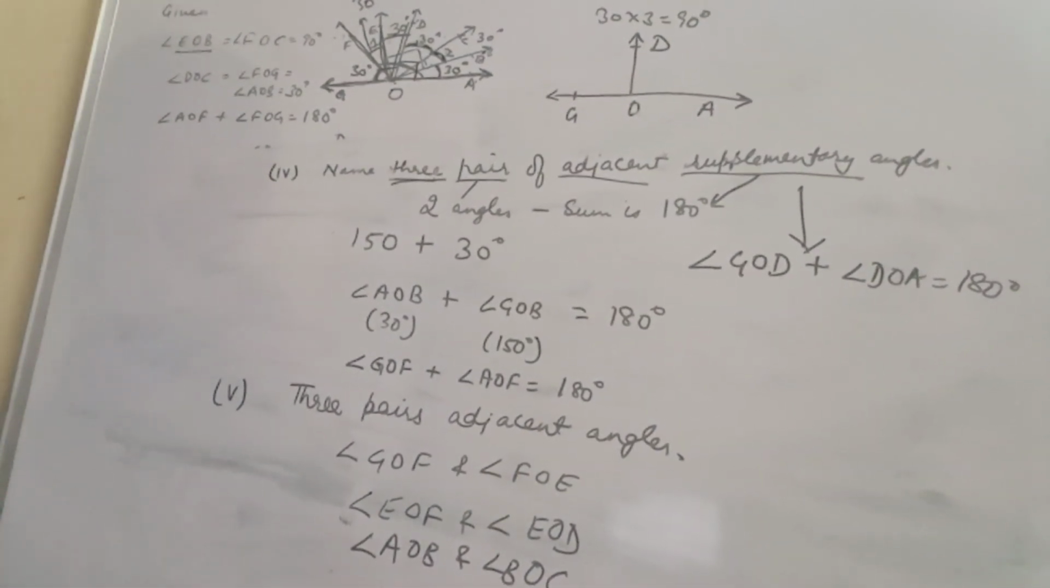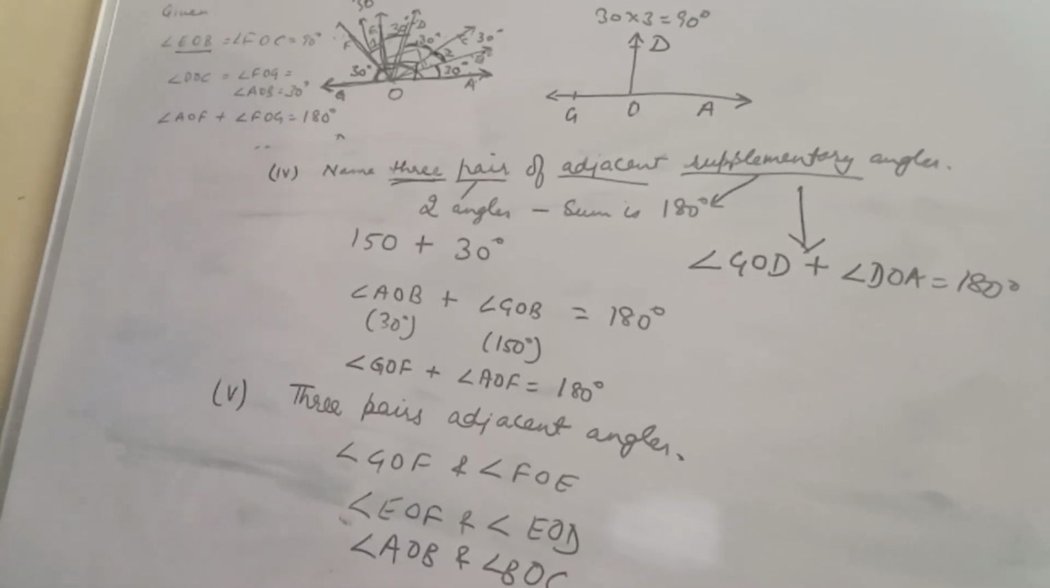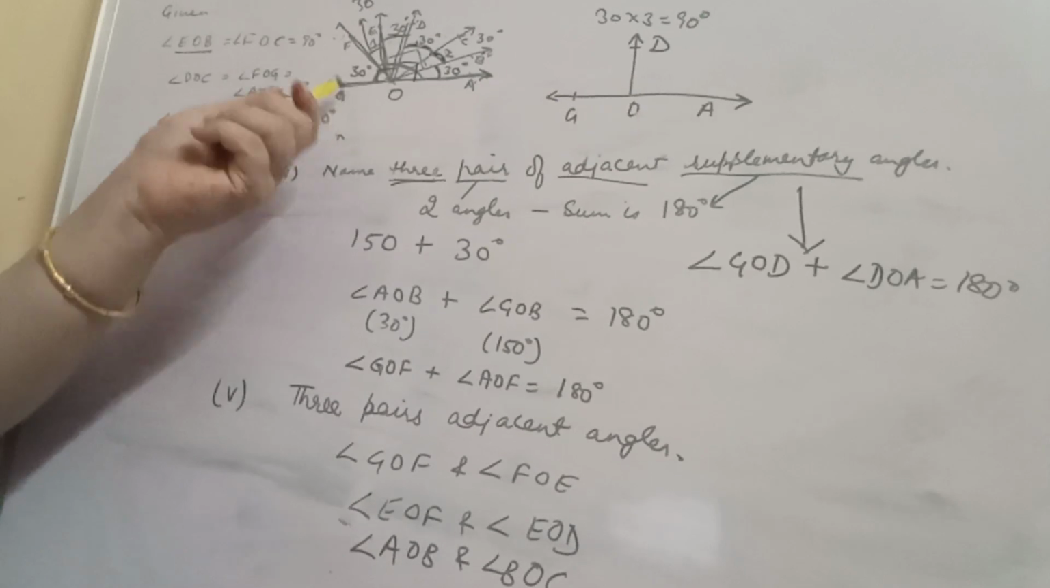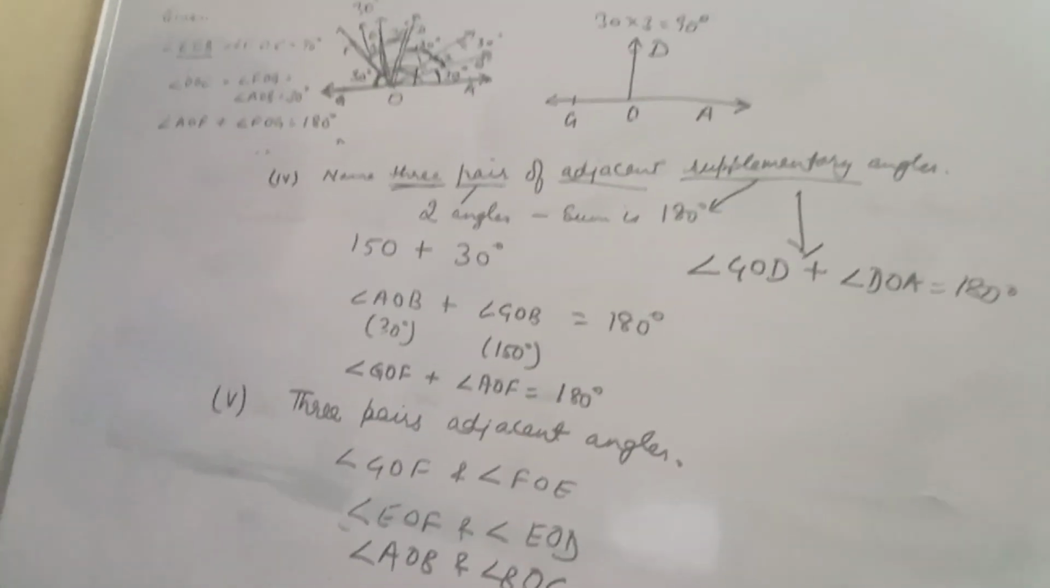So I think with this question you would be able to understand how we use angles, names of the angles, adjacent complementary angles, adjacent supplementary angles, adjacent angles, right angles, and different angles, how to calculate different angles. Thank you.